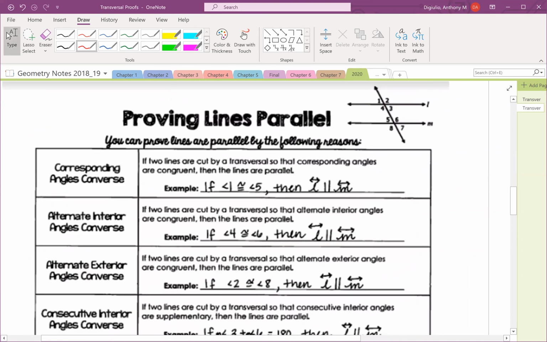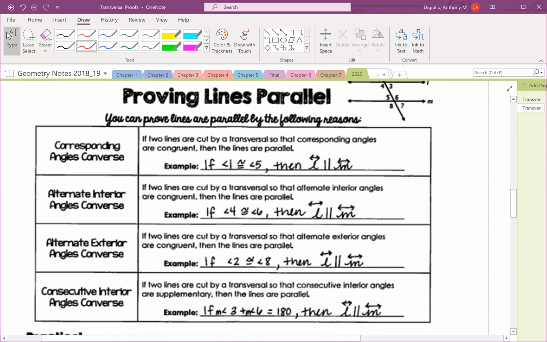And we can also do the reverse. All right, so listed here are all the converse theorems. So let's think for a second. We've been talking a lot about conditional statements and their converses previously in this unit. So all we're doing is the opposite.